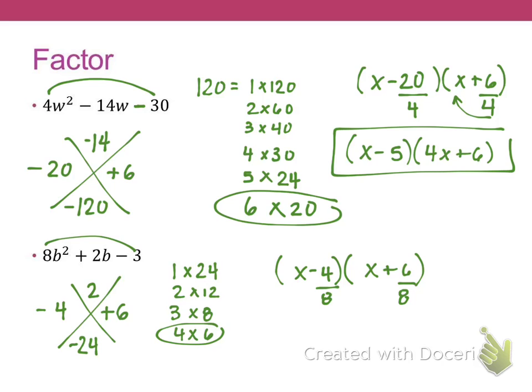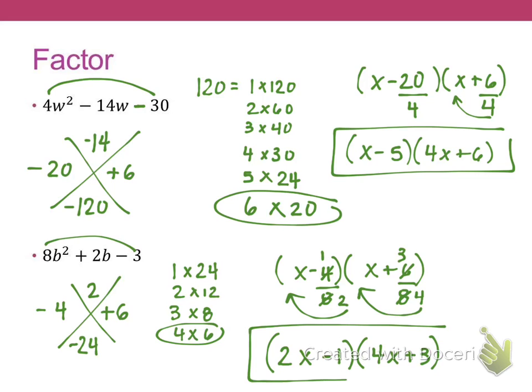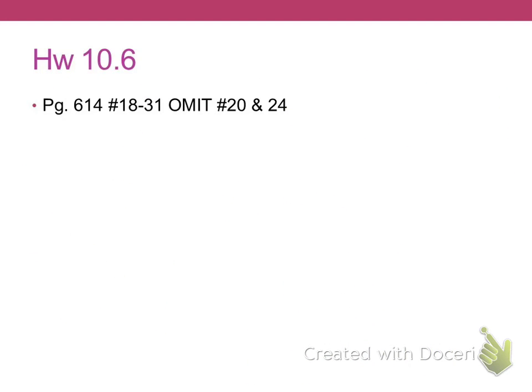So what is 4 over 8? It's technically 1 over 2. What's 6 over 8? 3 over 4. So now that I have that, I just do bottoms up on both. So it's going to be 2x minus 1 and 4x plus 3. So anytime you run into a problem like that, we reduce both fractions because neither one of them can be written as a whole number and go bottoms up on both. Okay? This is your homework, so I want you to go ahead and get started on that.